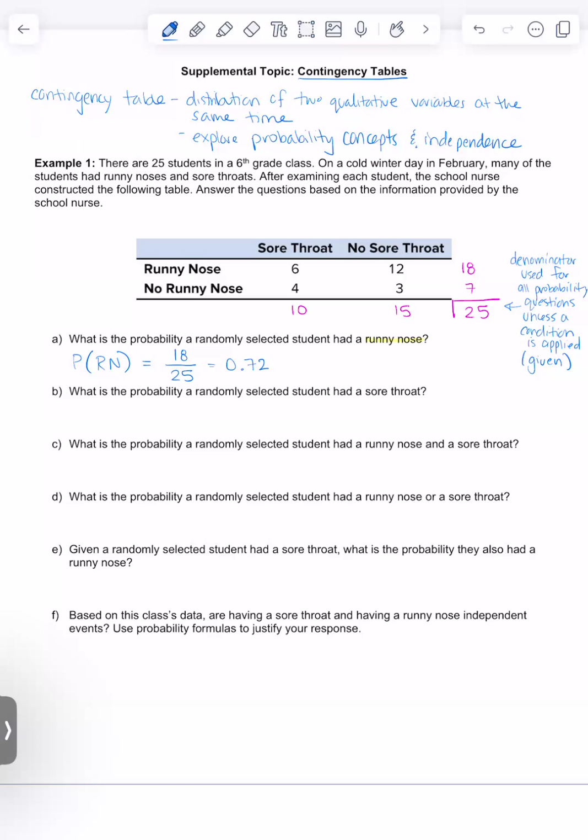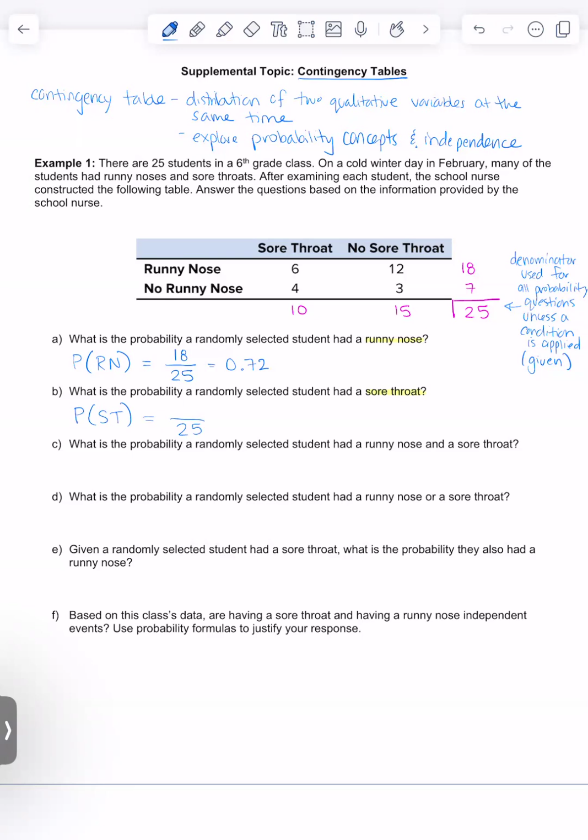Let's try the same idea one more time. What is the probability a randomly selected student had a sore throat? So this time the student has a sore throat. They do not mention anything about the status of the student's nose, so we have no idea what's going on with their nose. So let's go ahead and stick our 25 on the bottom.